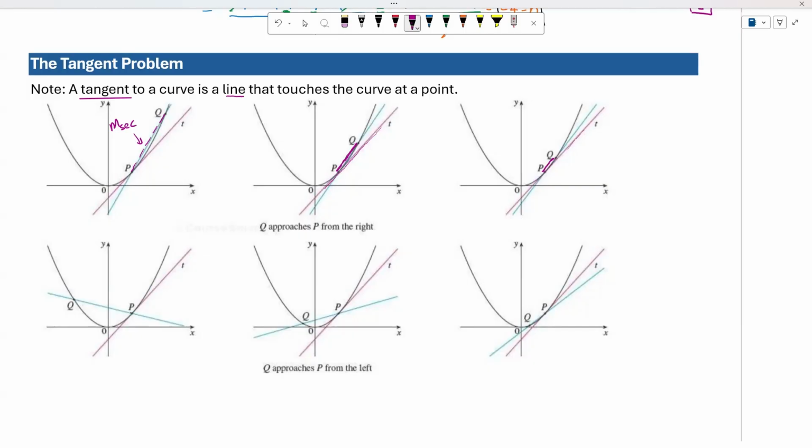Now look at it the other way around. In this case, this is my secant line, with Q moving closer and closer to P. Then the secant line approaches the tangent line. So in some sense, as Q approaches P, the slope of the secant line approaches the slope of the tangent line. This is the idea.